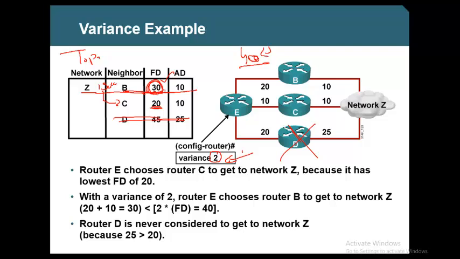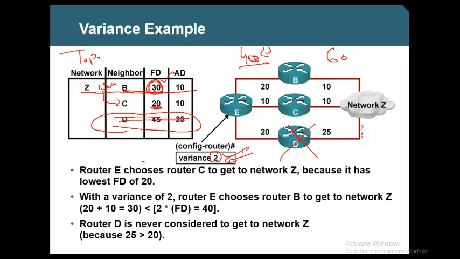And there is no need for me to put variance 3, because variance 3 will give me 60. What is the use? We don't have this path at all in the topology table. So 2 is the best number to multiply. We cannot put 1.5. We don't accept decimal values.